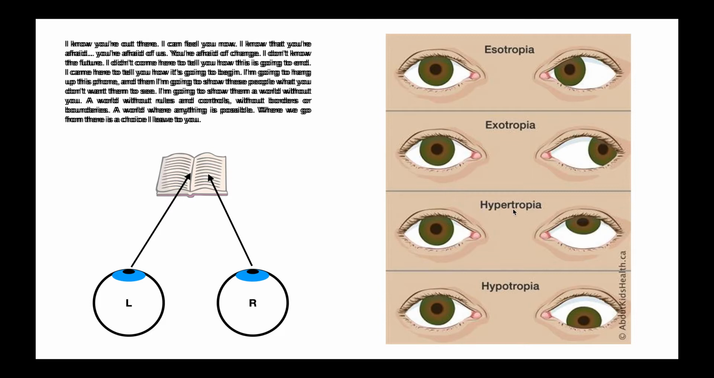Then we have hypertropia, which is where one of the eyeballs is rotated too far upward, which could be due to weakness of the inferior rectus muscle. And then hypotropia, where one of the eyeballs is rotated too far downward, which could be due to weakness of the superior rectus muscle. And as you could probably guess, strabismus is pretty obvious. You don't need to run any special tests. It's more just about observation.